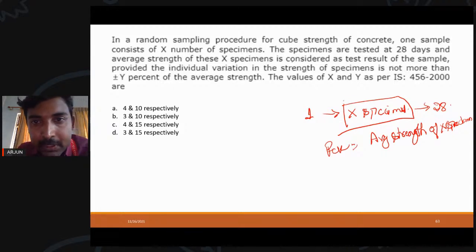Average strength of X specimens is considered as the test result of the sample, provided that the individual variation in the strength of the specimen is not more than plus or minus Y%. Okay, so the individual value of each specimen should not be greater or lesser than plus or minus Y% of the average strength. Then what are the values of X and Y?